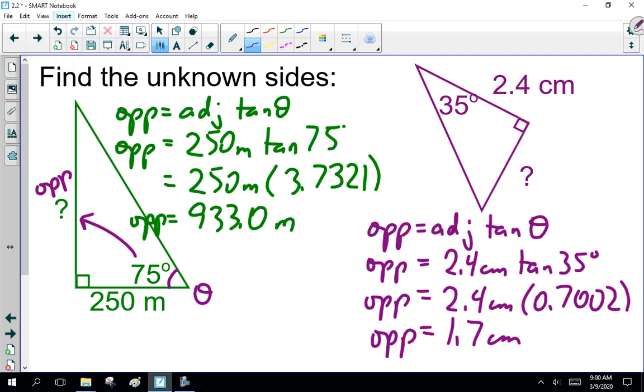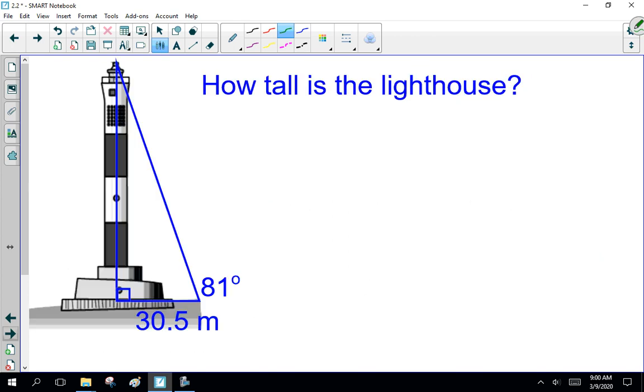Okay, welcome back. I got, since this is the opposite side, I got the opposite is 1.7 centimeters. P. Oh dear, I can see Miss Tompkins yelling at me for that. Anyway, write out your letters. Now, so far so good.